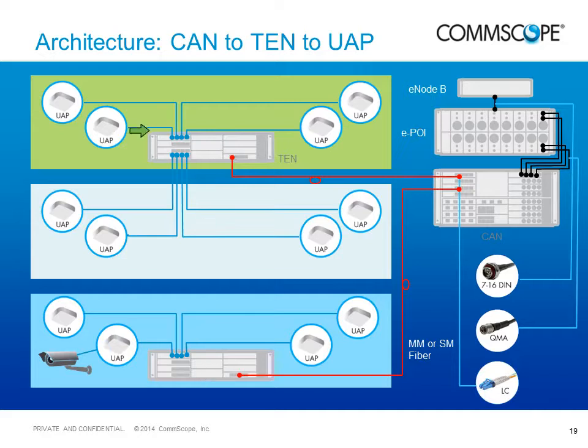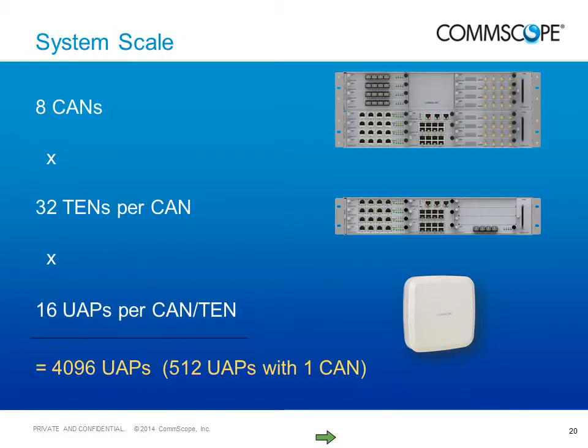Let's look at the scalability of the system. We can have 8 CANs in the system. Each one of them can have 32 TENs. In this configuration, we have the optical cards here which provide the link between the CAN and the TEN.